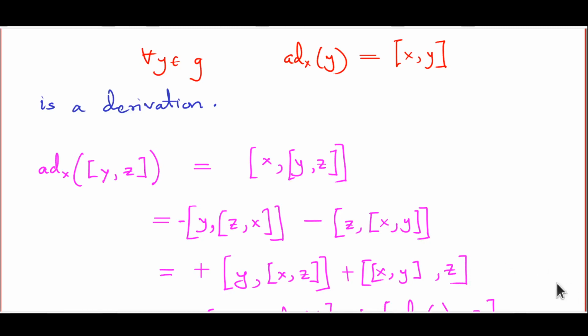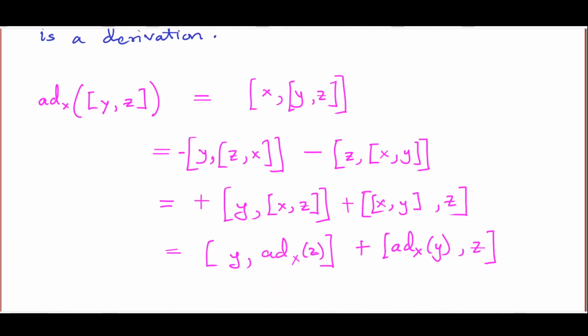And now notice that the Lie bracket [x, z] here is nothing but ad x acting on z, and the Lie bracket [x, y] in the second term is nothing but ad x acting on y. As a result, this is just the Lie bracket of y and ad x z, added to the Lie bracket of ad x y and z. This is exactly the property that you need for a derivation. The fact that the ad x operator is a derivation will be of immense importance in our later discussions about the structure of Lie algebras.